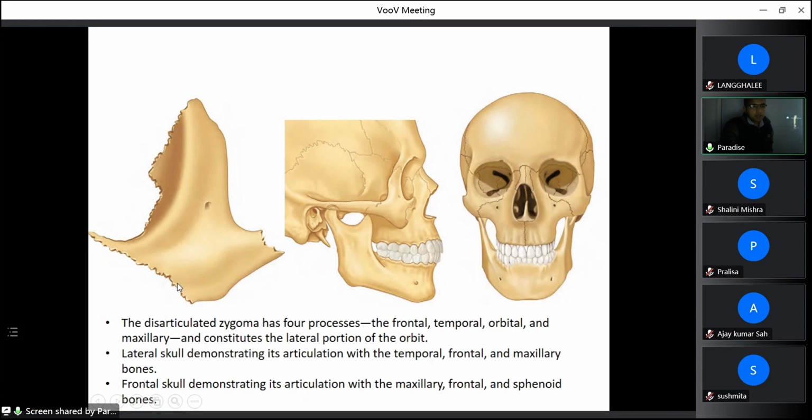Previously, it was considered tripodal fracture because the sphenoid bone was not considered. Now it is called tetrapodal fracture because it articulates with 4 different bones: the maxillary bone, frontal bone, temporal bone, as well as sphenoid bone. Previously, the sphenoid bone, being present inside the orbit, was not considered, so it was termed tripodal fracture. Now the term is changed and it is known as tetrapodal fracture because it articulates with 4 different bones.